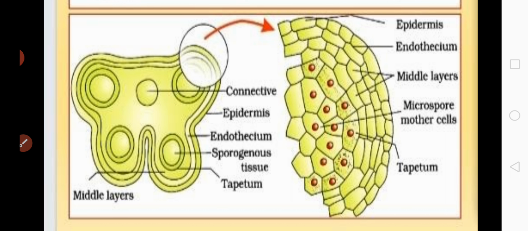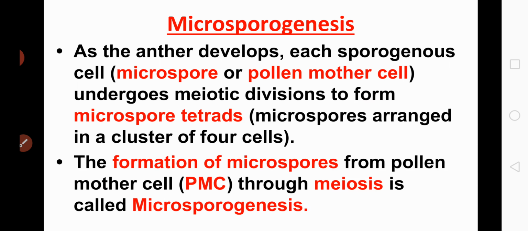So this is the picture of TS of microsporangium, TS of anther. And here you can observe the layers: epidermis, endothecium, middle layers, as well as tapetum. And next to the tapetum, it contains the sporogenous cells. Okay. Now what happens? As the anther develops, each sporogenous cell, which is also called microspore mother cell or pollen mother cell, undergoes meiosis to form microspore tetrads.